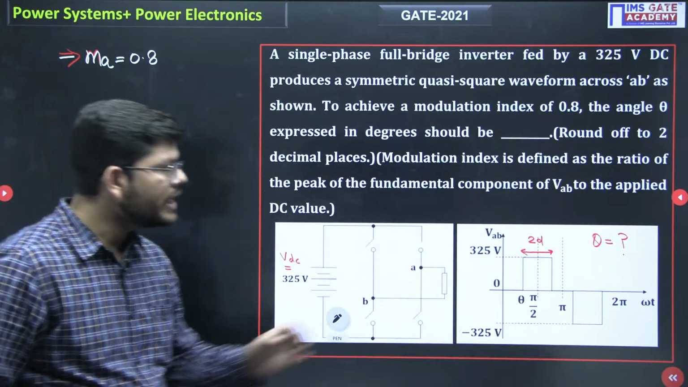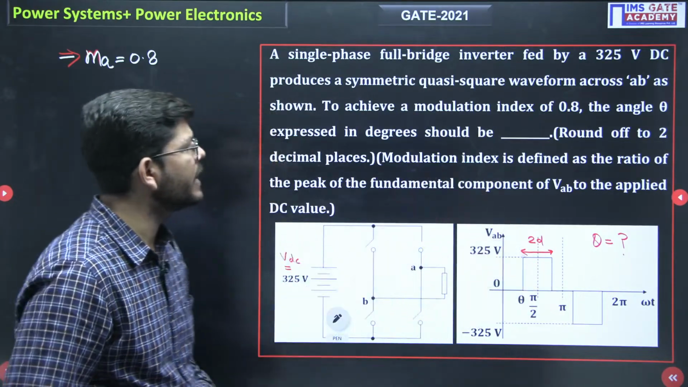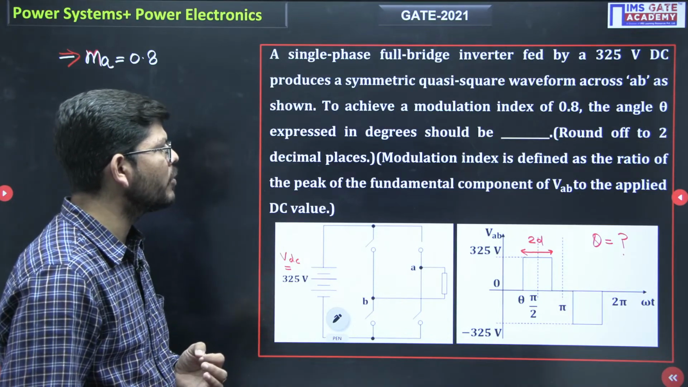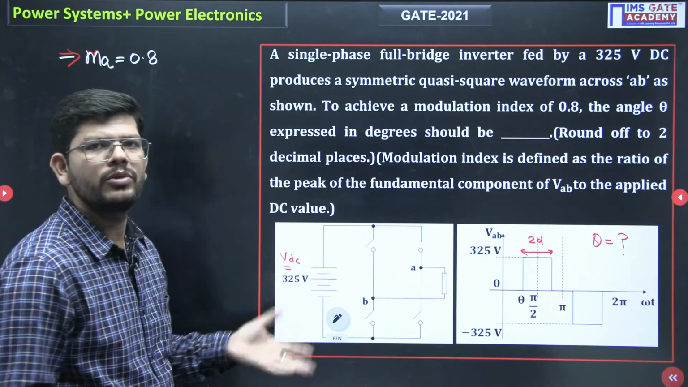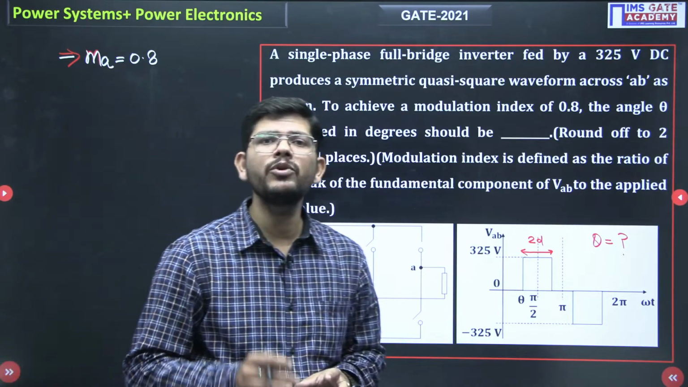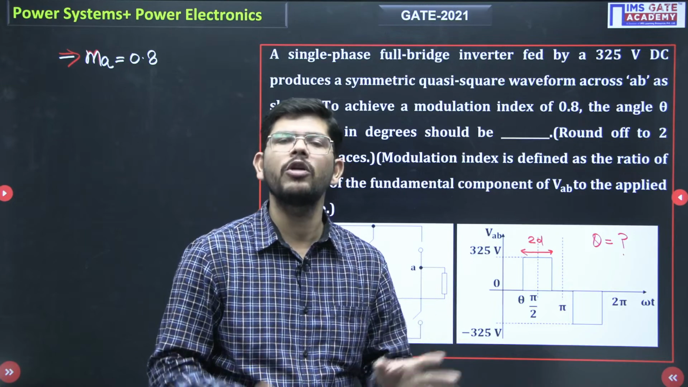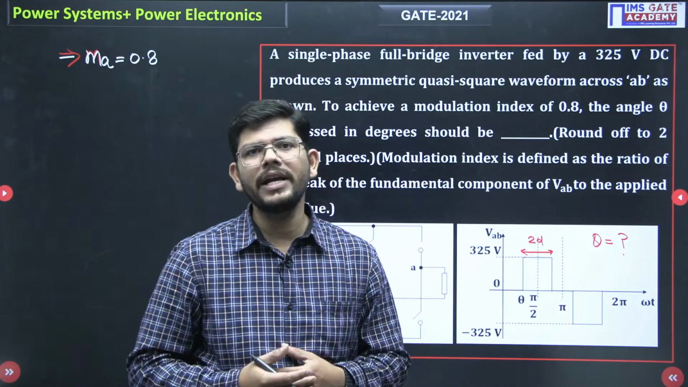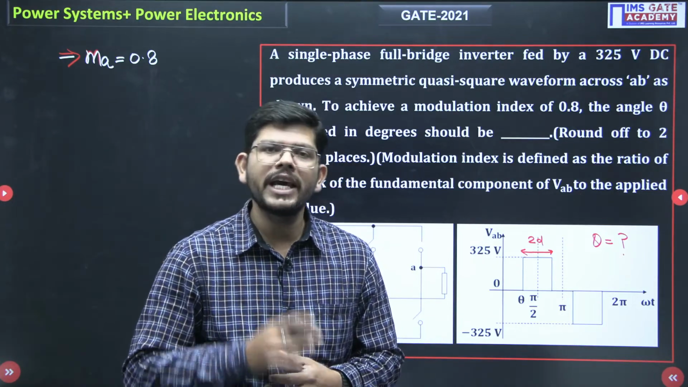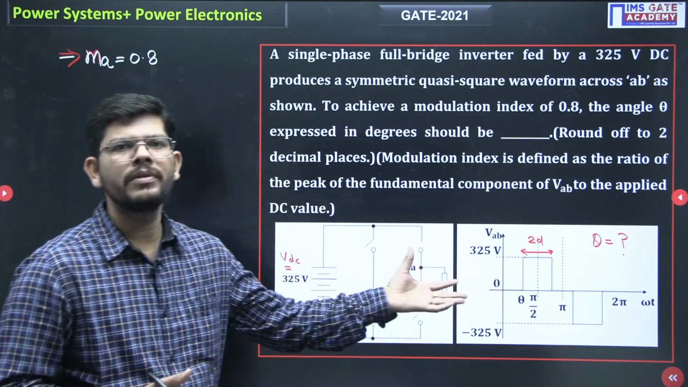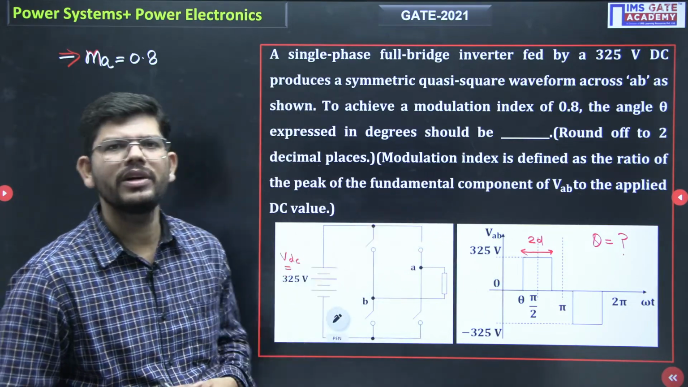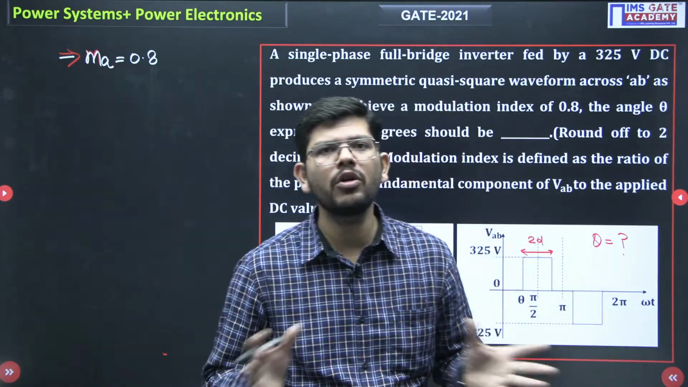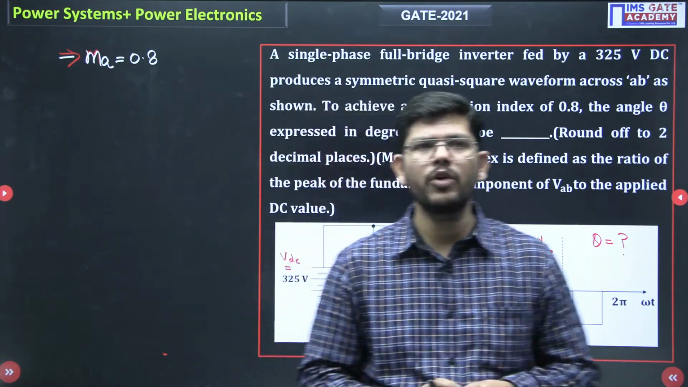So theta is what we have to calculate here, and they are saying modulation index is defined as the ratio of the peak of the fundamental component of VAB to the applied DC value. This line is written to give you a hint if you don't know the formula relating the fundamental voltage of the inverter with the modulation index and the input DC voltage. If you know the formula, you don't have to take care of this line. So they have even given a hint on how we have to solve this problem.